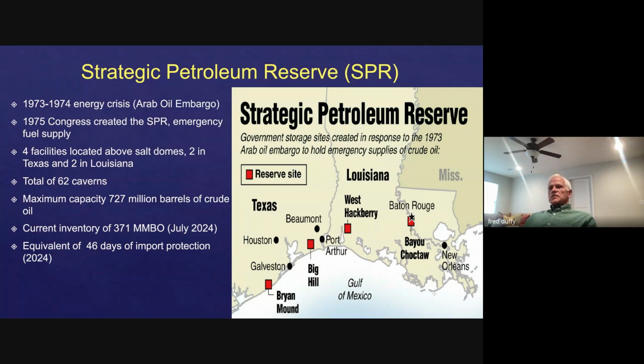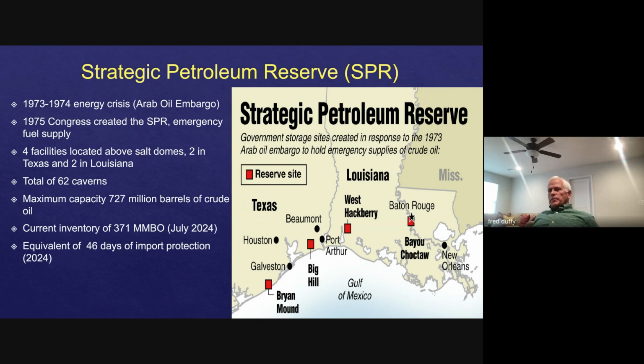There's a total of 62 caverns. The maximum capacity of these caverns is 727 million barrels of crude. As of today, the caverns have approximately 371 million barrels of oil, so they're about 50% occupied. Now, that other item underneath says the equivalent of 46 days of import protection of 2024.